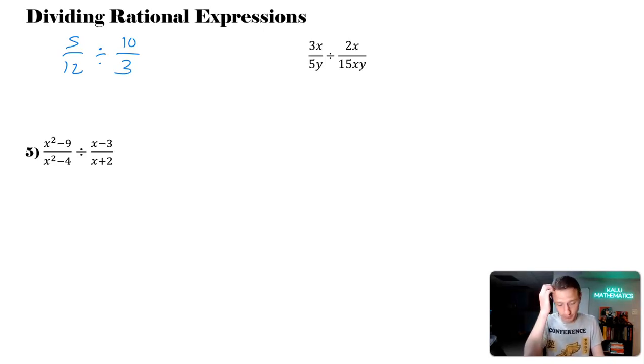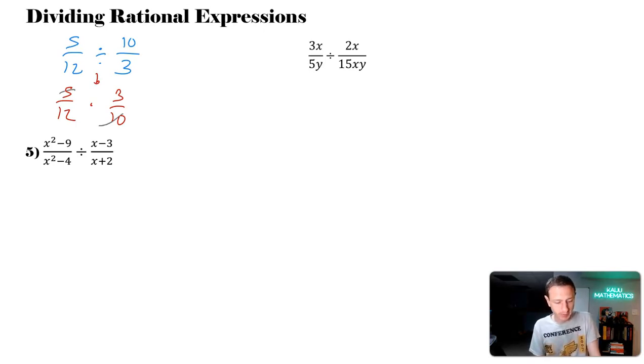If we're dividing just those fractions, what we would do is keep 5 over 12 as is. We would change division to multiplication. And then we take the reciprocal of that second fraction, so 10 over 3 would become 3 over 10. And then we would start to make some simplifications.